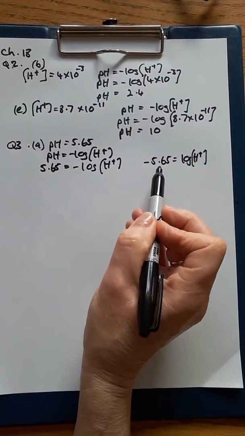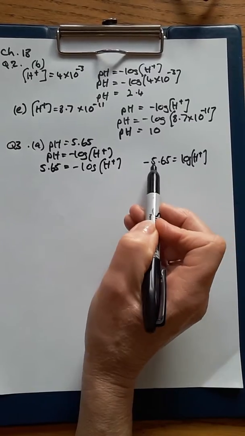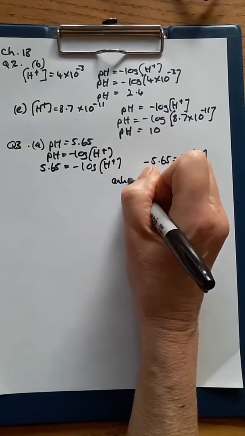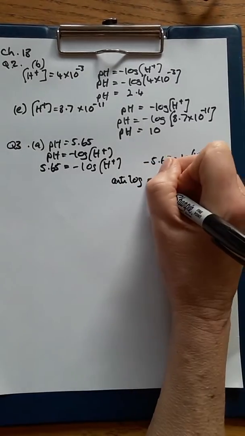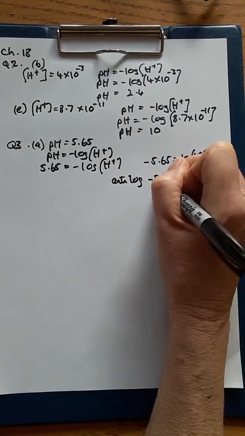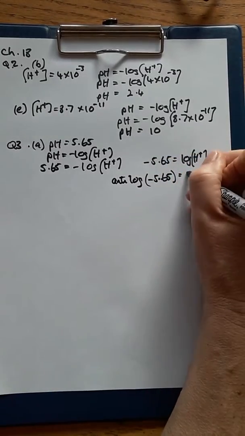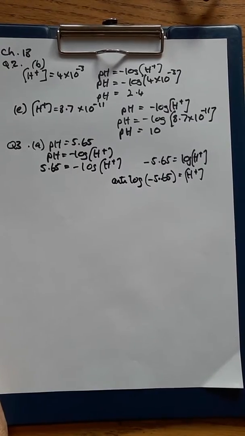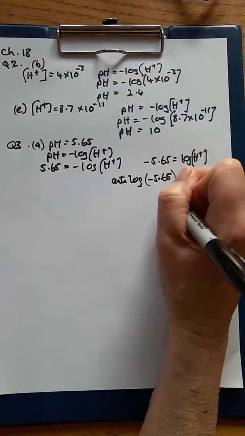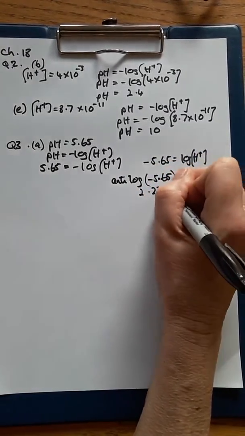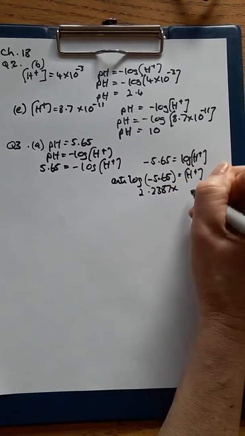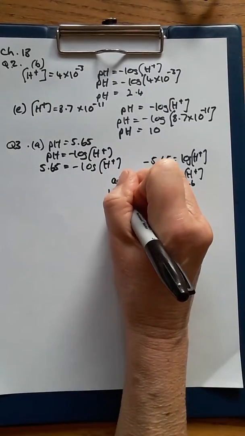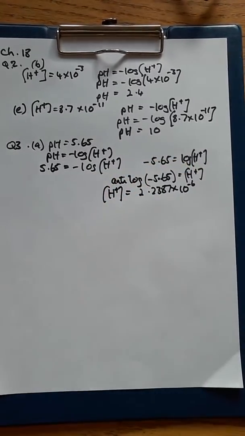Now, in order to do this, I'm going to get the antilog of minus 5.65. And to get the antilog, it's second function log in your calculator. So the antilog of minus 5.65 is equal to the hydrogen ion concentration. And when you put that in, you get 2.2387 by 10 to the minus 6 is the hydrogen ion concentration. So the H plus concentration is equal to that.